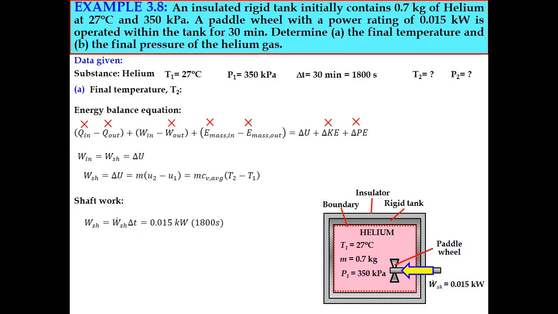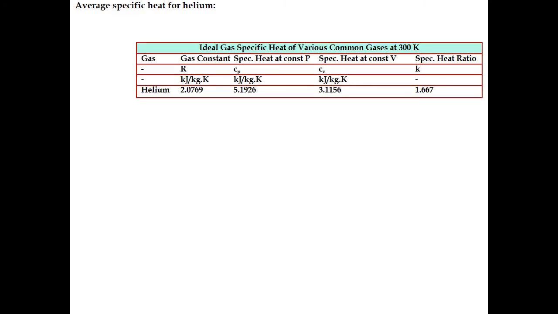So we just multiply the power provided to the system by delta t of 30 minutes, and change the 30 minutes to 1800 seconds and substitute into the equation. So we get shaft work equal to 27 kilojoule. Before we continue to solve the problem, we need to know the average specific heat for helium. For this case, we need to refer to the ideal gas specific heat of various common gases at 300 Kelvin.